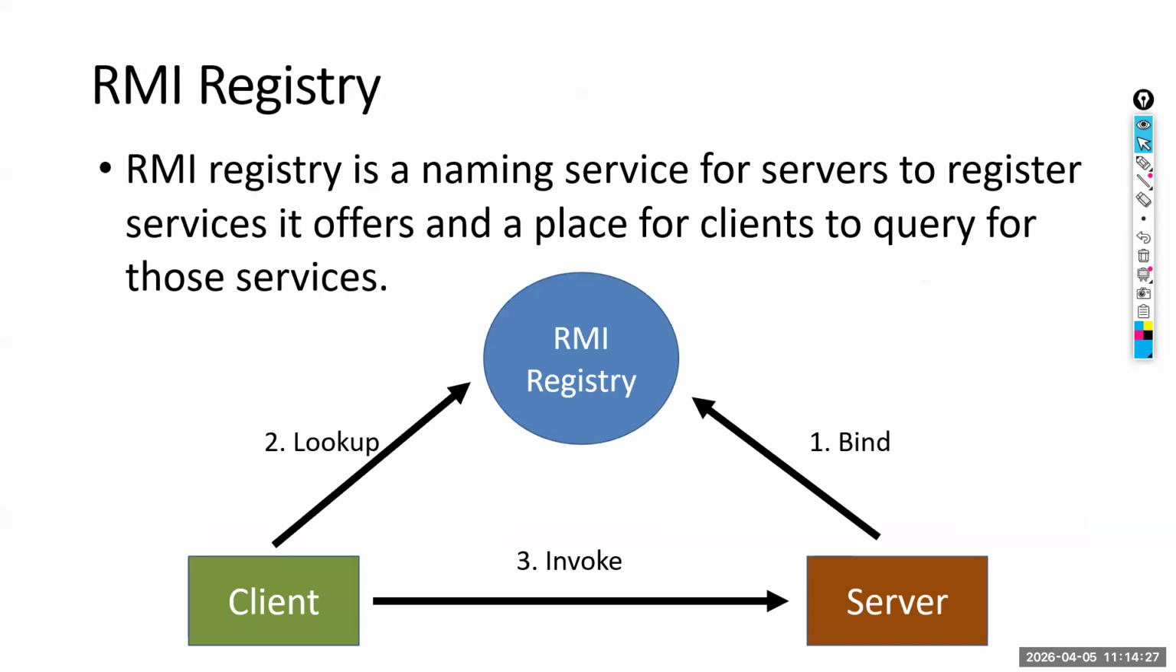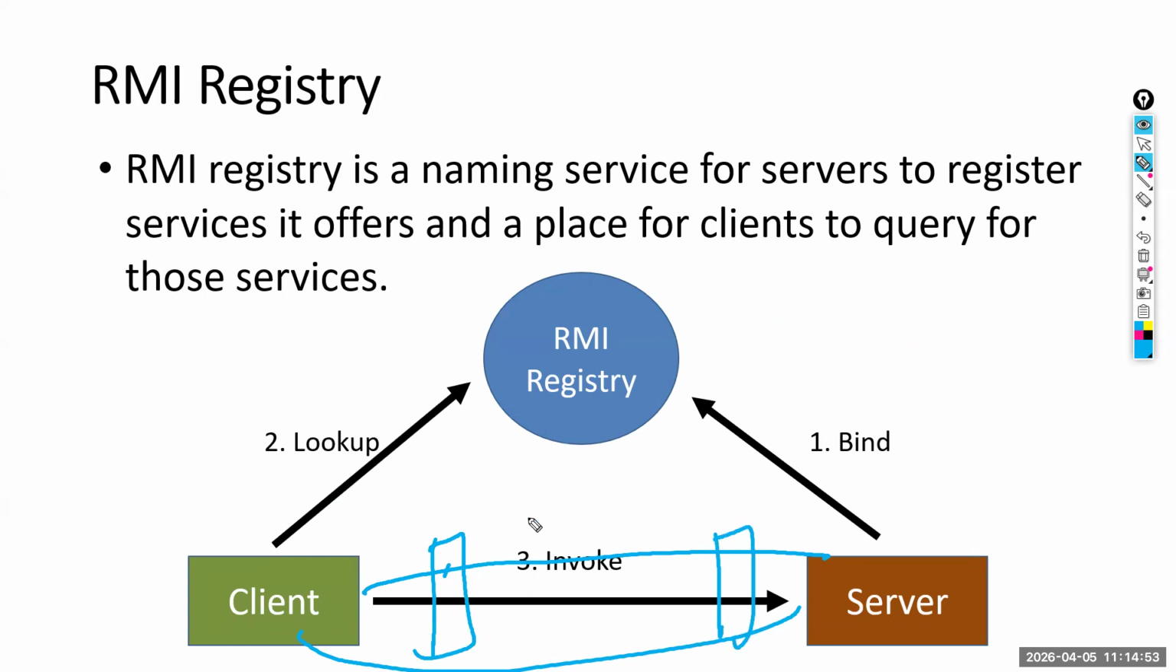Right. The RMI registry I already explained. The server needs to publish, saying that I have this remote procedure so that anyone can call me remotely. Then the client needs to look it up in the RMI registry and see whether it's available. If available, it will tell you how to call it. Then the client can directly call through the stubs and skeletons in the respective machines. So this is what happens at a high level. Any questions?